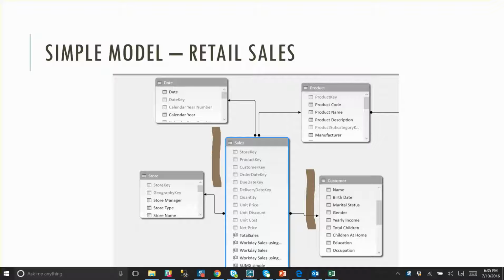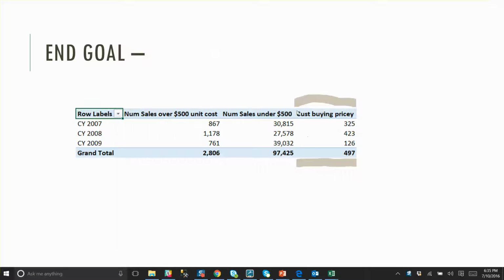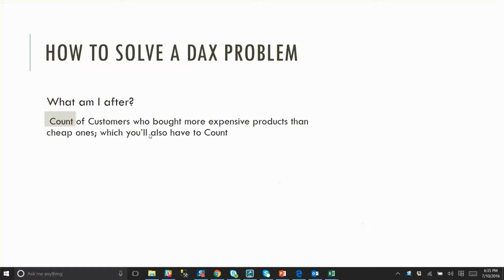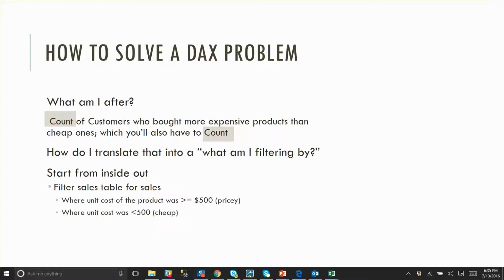So how many customers are buying more of your pricey products than your inexpensive products? And we have, again, the same simple model, focusing now on the sales table and the customer table. This is what we're after, the net count of the customers buying the pricey products. Again, how to solve a DAX problem. What are you after? You're after a count of customers who bought more expensive products than cheap ones. So you're also going to have to count the number of expensive versus cheap. And so how do you translate that into what am I filtering by?